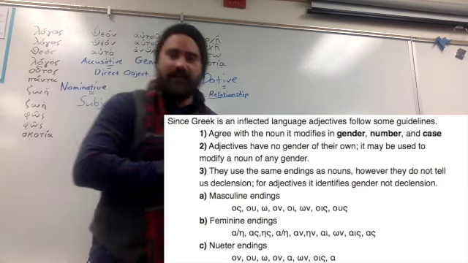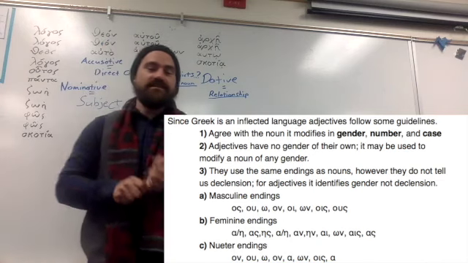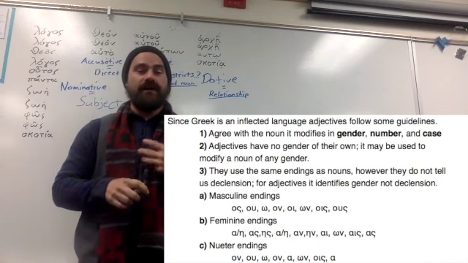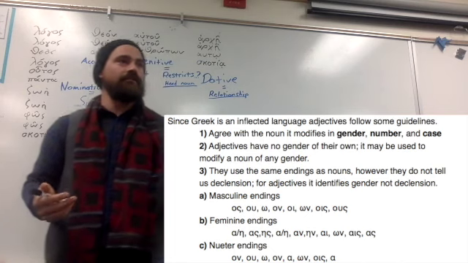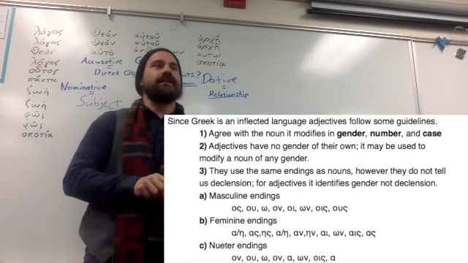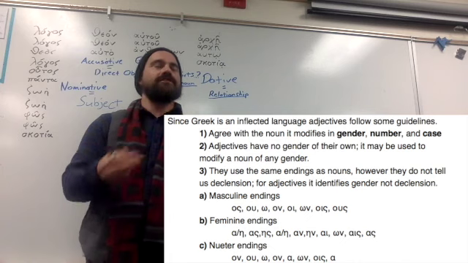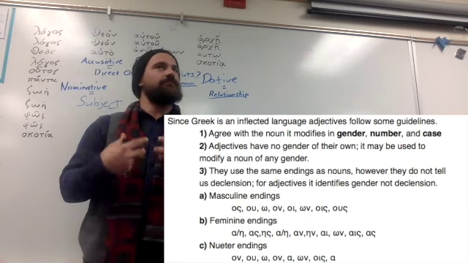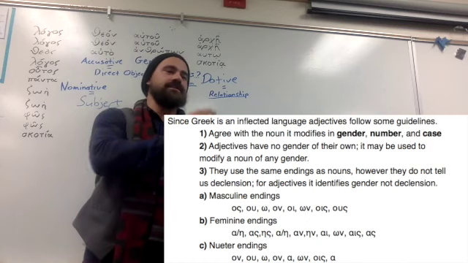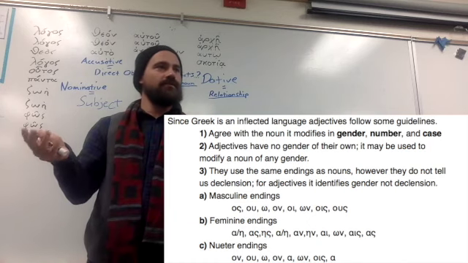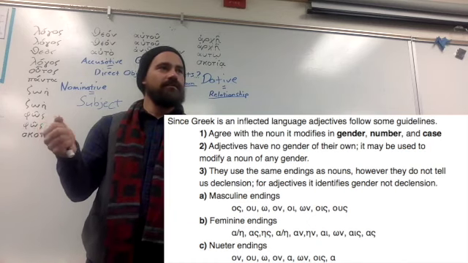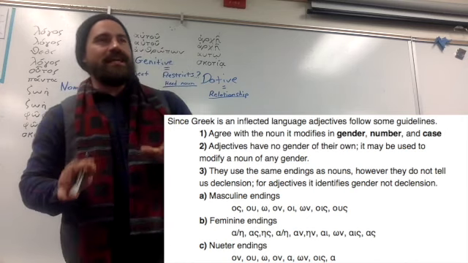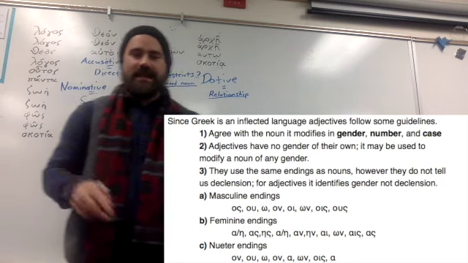Okay. Three: adjectives use the same endings as nouns. However, they don't tell us the declension of the noun. The declension is what tells us what gender the noun is. First declension is feminine. Second declension is masculine and neuter. So again, adjectives use the same exact endings as nouns.